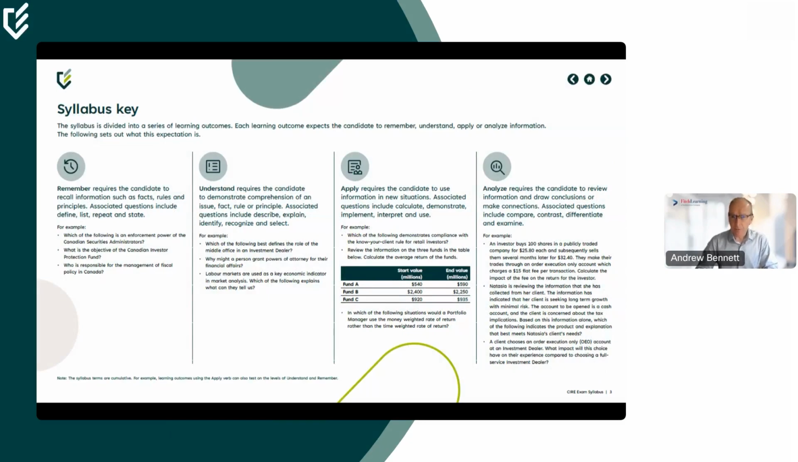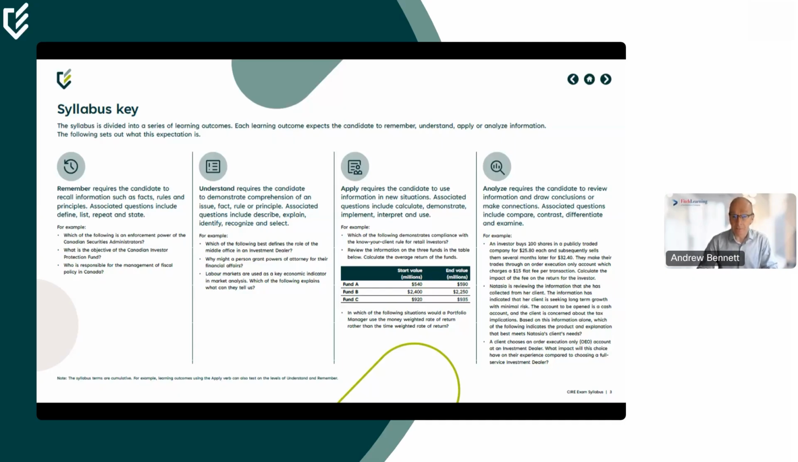Next in the syllabus document, we are presented with the syllabus key. The syllabus key explains the taxonomy of the syllabus learning outcomes. It's based on Bloom's taxonomy. Bloom's taxonomy is a hierarchical framework used to classify educational learning objectives into levels of complexity, from basic recall to higher order thinking skills.